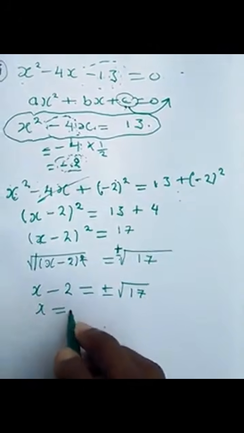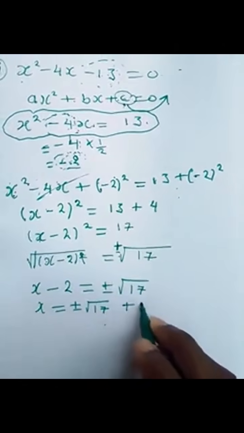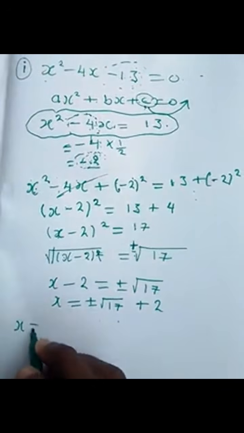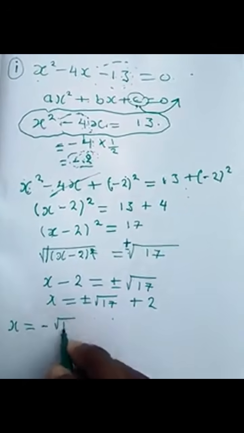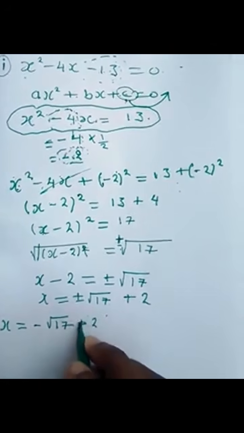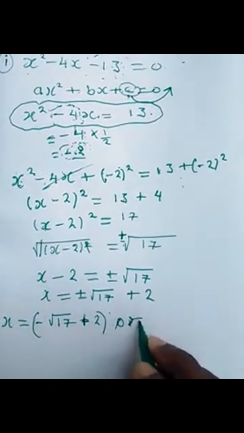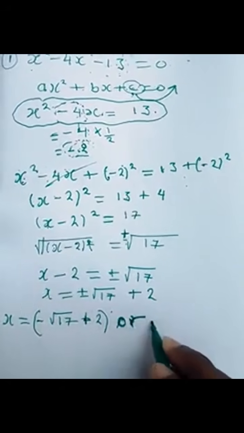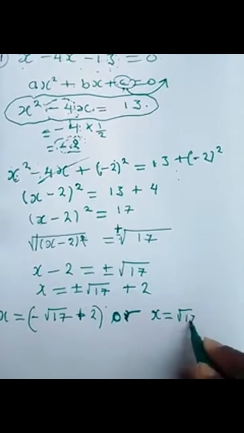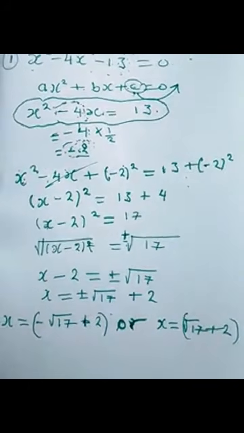So this negative 2, I'll take it to the other side, and it will be plus 2, right? So the possible values of x can either be negative square root of 17 plus 2, you can even put it in brackets like that, or let me say, or the value of x is equal to positive square root of 17 plus 2. So one of these two, right?